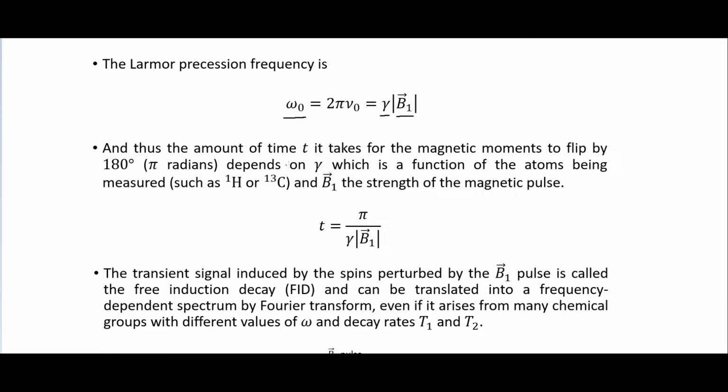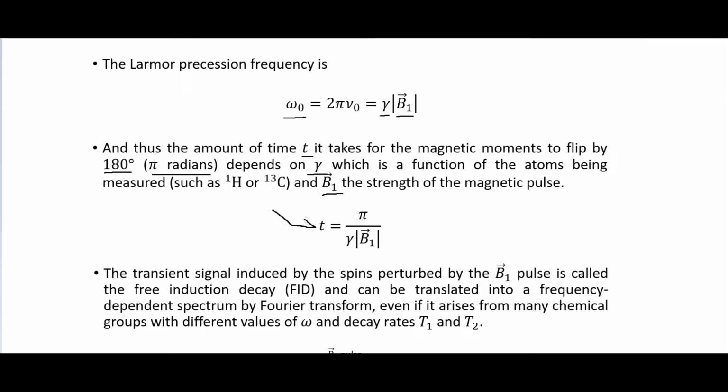So the amount of time t that it takes for the magnetic moments to flip by 180 degrees, which is pi radians, is dependent on this gamma, which is, as I said, a function of the atoms being measured, and the strength of our B sub 1 pulse here.